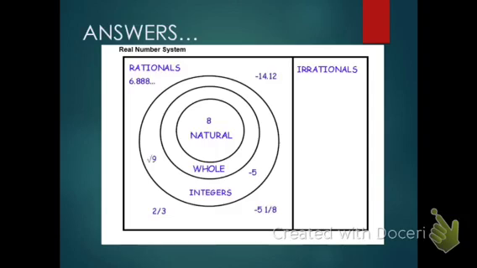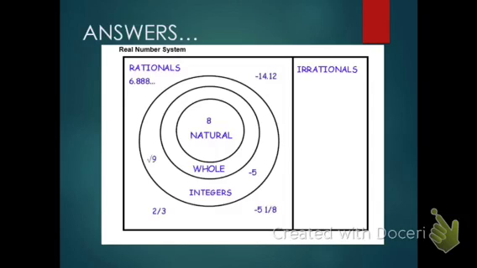Now let's talk about the negative 5. The negative 5 falls in the integer subset, or circle. Now because the circle of integers is inside the rational square, then the number negative 5 is an integer and a rational number.